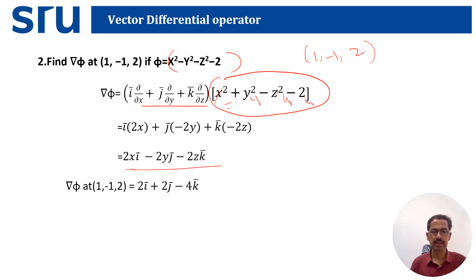So at the point, put x equal to 1, y equal to -1, z equal to 2. So 2 plus 2, here minus into minus, y is equal to -1.